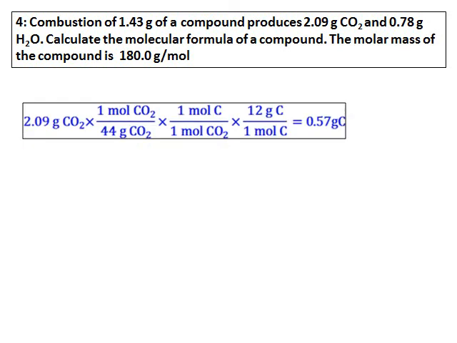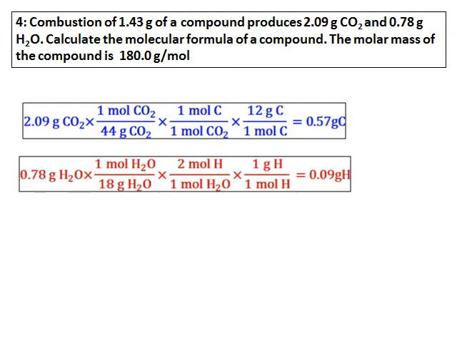So you have 2.09 grams of carbon dioxide. Convert the grams of carbon dioxide into moles of carbon dioxide. And in 1 mole of carbon dioxide, you know that we have 1 mole carbon. So once you get the moles of carbon, I can convert it into grams of carbon just by multiplying it by the atomic mass of carbon. And doing this calculation, I get the grams of carbon.